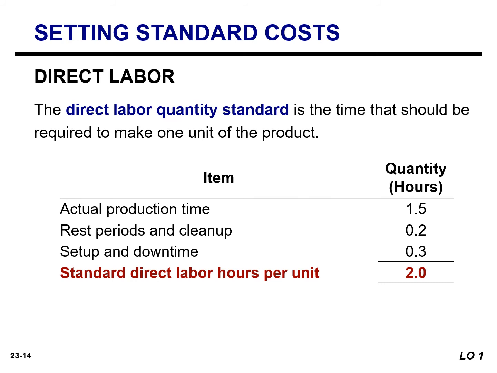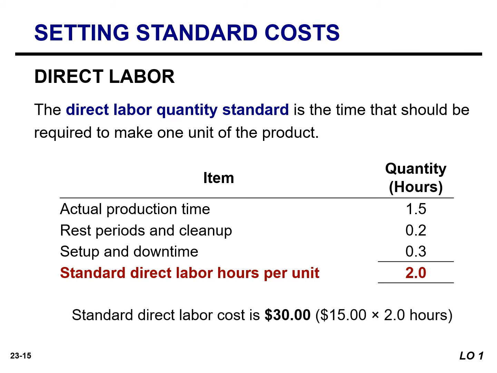The direct labor quantity standard is the time that should be required to make 1 unit of the product. Allowances should be made in this standard for rest periods, cleanup, machine setup, and machine downtime. The direct labor quantity standard is 2 hours. The standard direct labor cost per unit is the standard direct labor rate of $15 multiplied by the standard direct labor hours. The standard direct labor cost per gallon is $30.